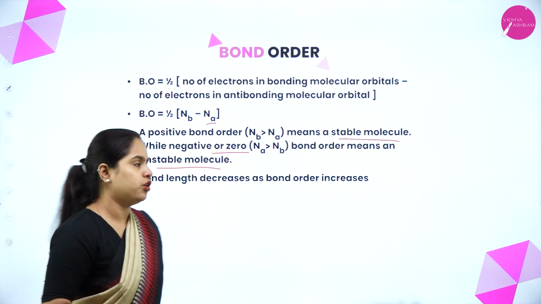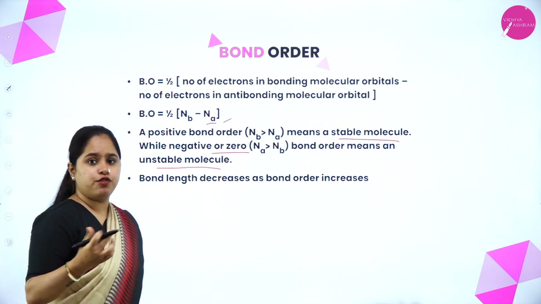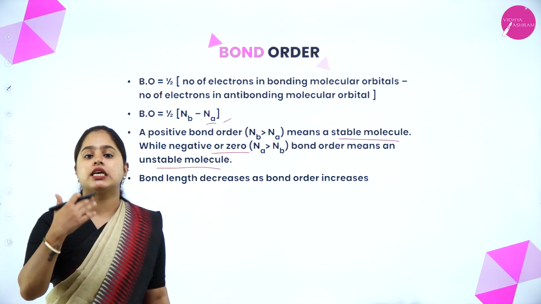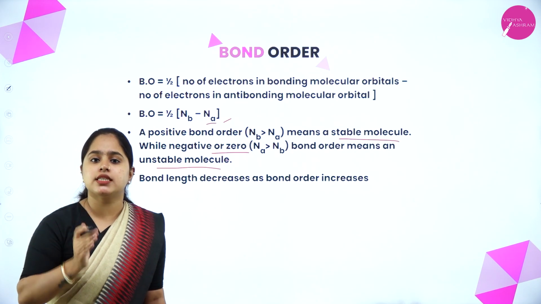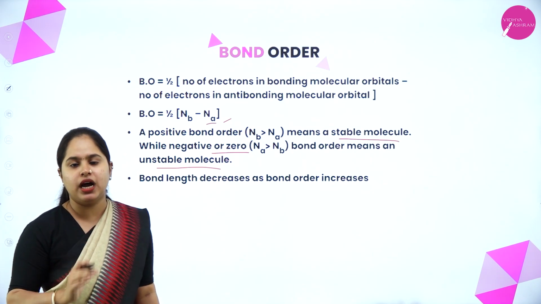How to calculate bond order? Using this equation. And if you get a positive value, we can say that the molecule is stable. And if you get a negative or zero value, the molecule will be unstable.